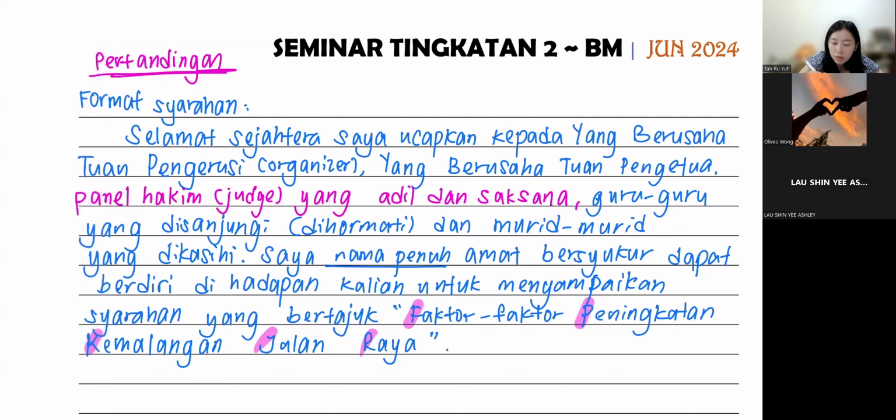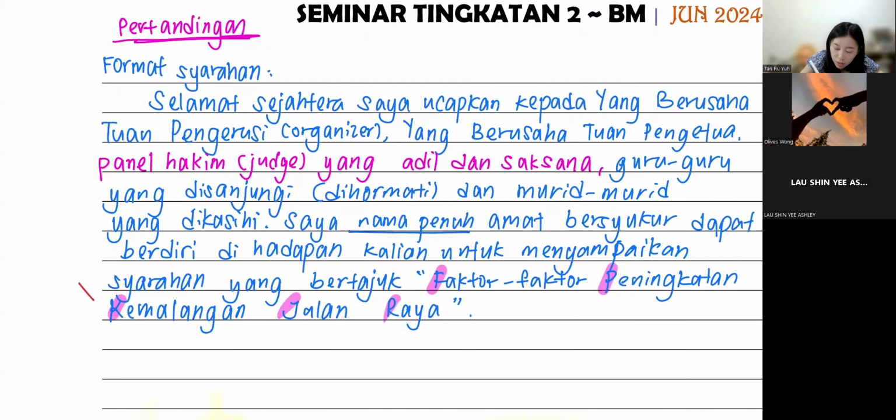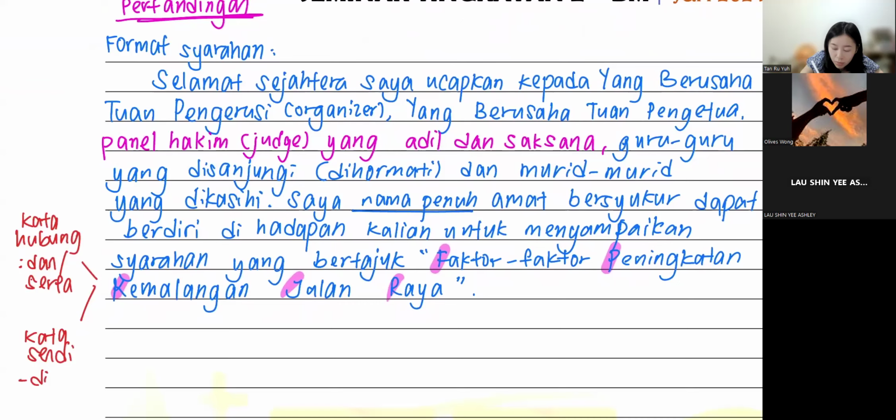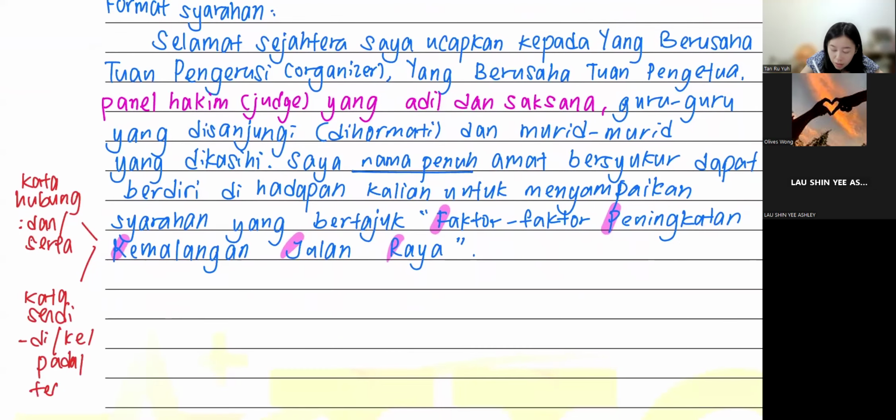Only for kata hubung, like your dan, serta, all these, you don't need to put a capital letter. Kata sendi is also the same. Kata sendi is like di, ke, pada, tentang. I put a small letter, I don't need a capital letter for this. Always remember that. Okay, copy first, Vedant, tell me.